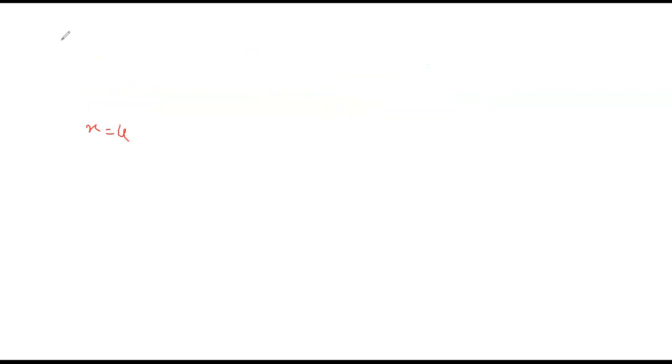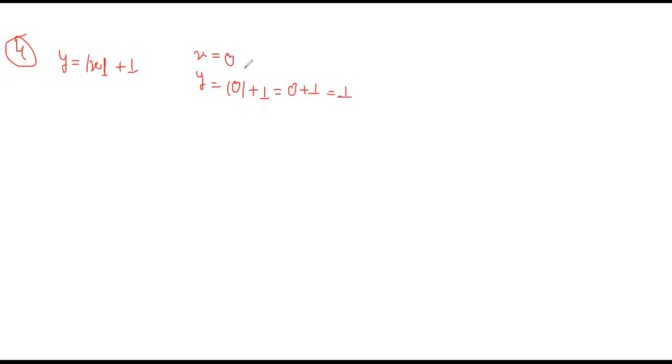Now, write the fourth one: y equal to mod of x plus 1. If you put x is equal to 0, y equal to mod of 0 plus 1, which is equal to 0 plus 1, which is equal to 1. Got it? Yes.